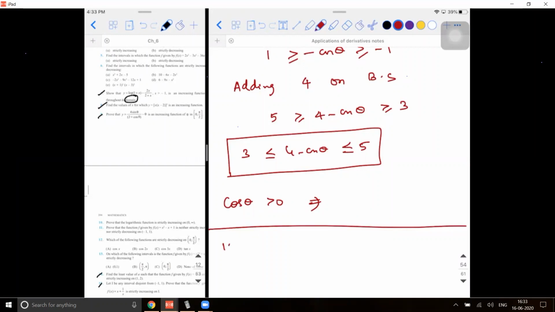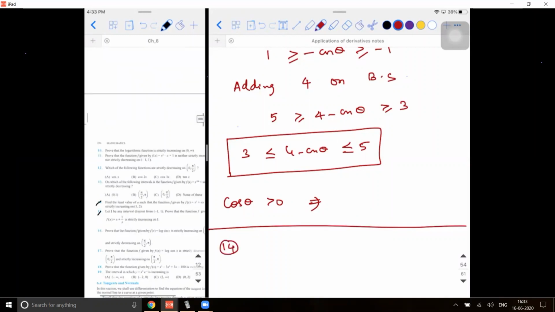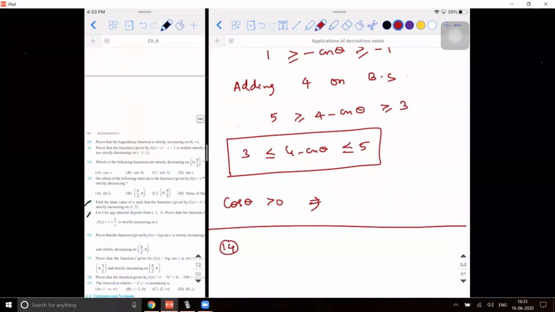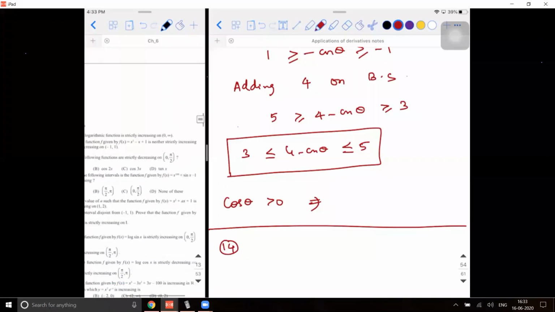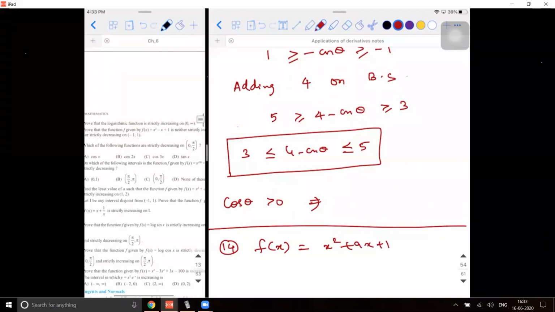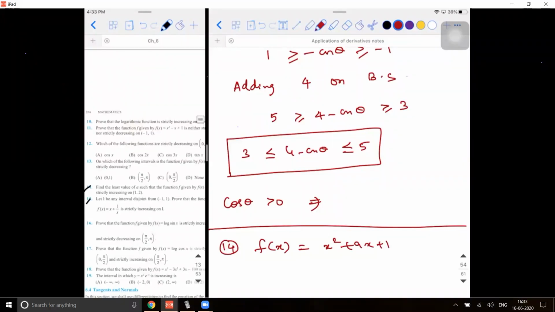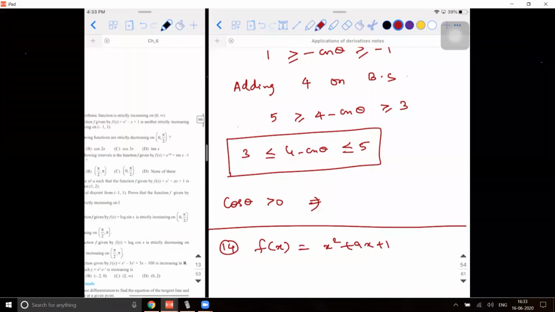So can we do the 14th and 15th? Find the least value of a such that the function f of x is equal to x square plus ax plus 1 is strictly increasing. So they told that it is strictly increasing in the interval 1 to 2.